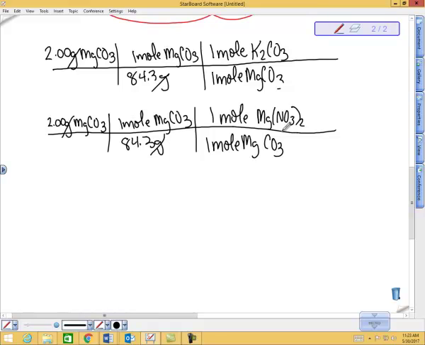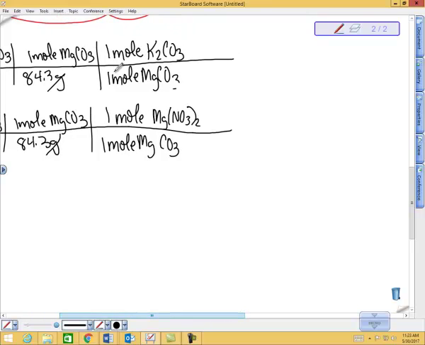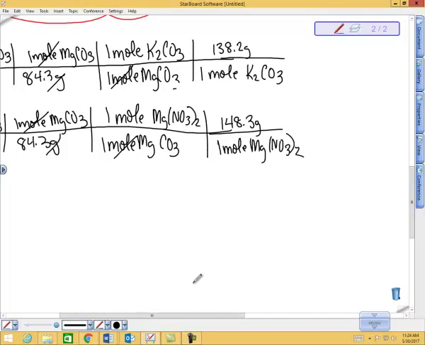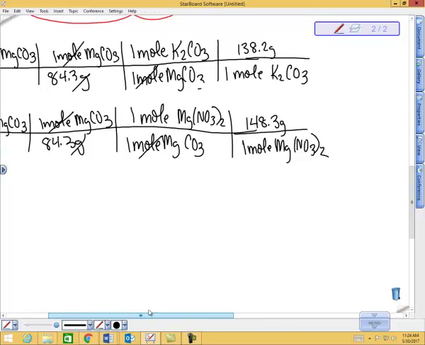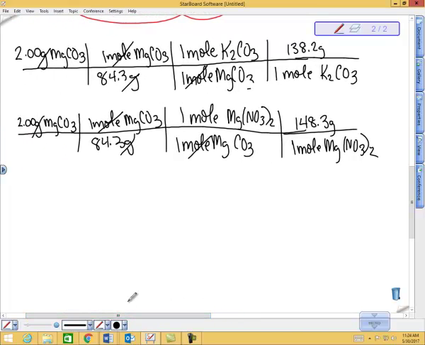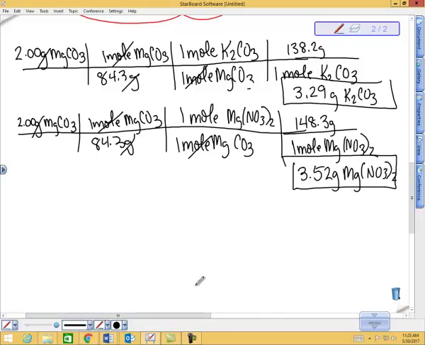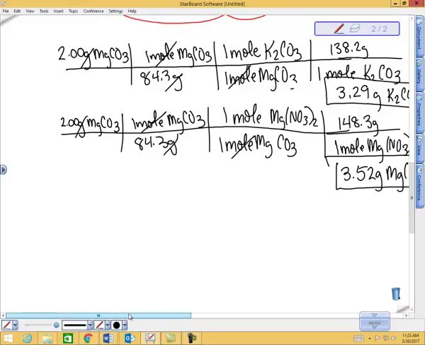On one of them, we're going to go to potassium carbonate, and on the other one, we'll go to magnesium nitrate. So I'm going to convert now to mass at the very end. Notice you're on MgNO3 and K2CO3, so we're going to end these on their molar masses. All right, we got those molar masses. Now all you have to do is solve both of these, and this will tell you how much of each reactant you need. I got 3.29 grams of potassium carbonate and 3.52 grams of magnesium nitrate. So we'll go ahead and stop here.